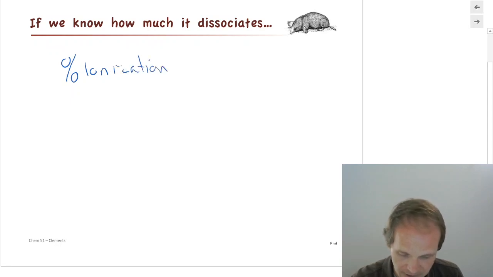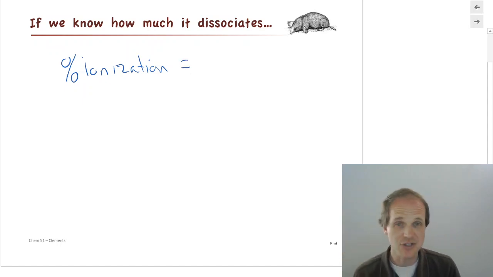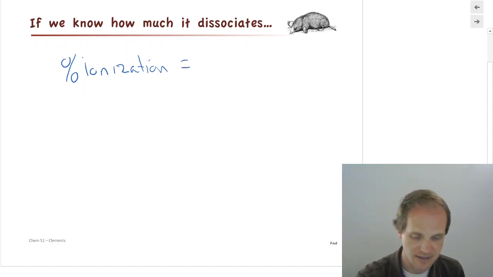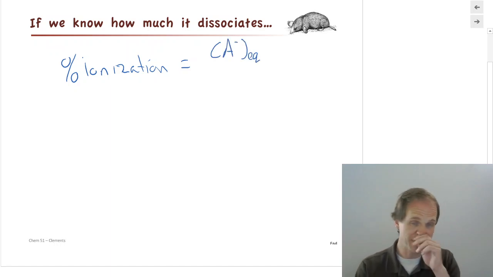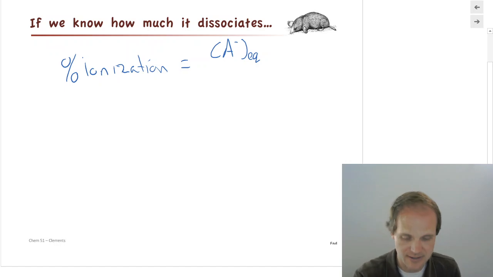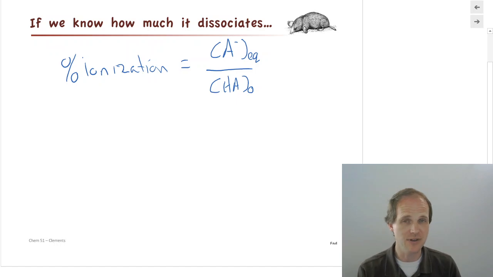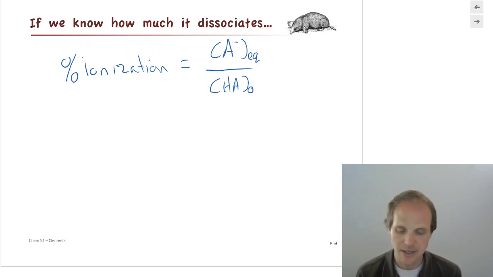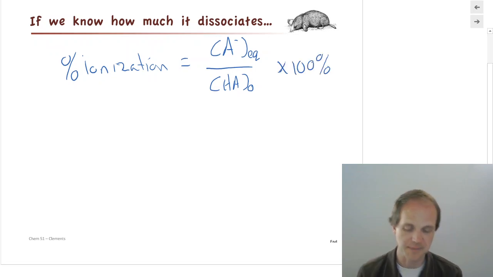And it's got a very easy, very simple definition, and it's just this. The percent ionization of any weak acid is the concentration of A minus at equilibrium, so after you've solved it in your E line on your ice table, divided by the concentration of HA that you started with. That sub-zero means initial concentration. HA naught is what we call it. And then you multiply by 100% in order to get a percent value.